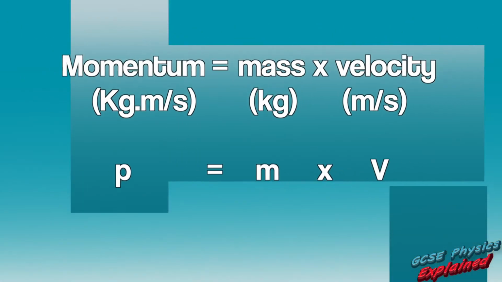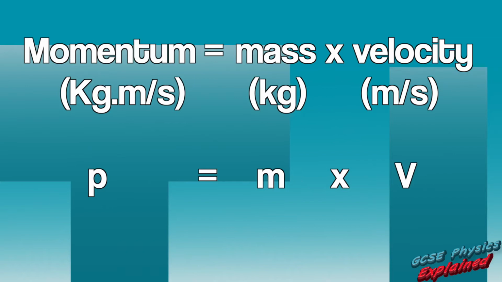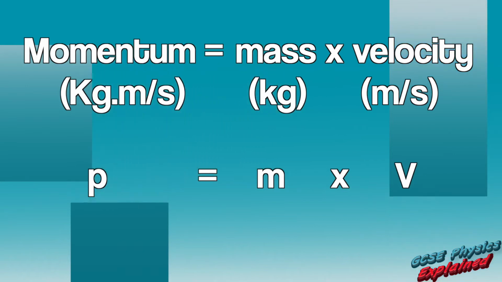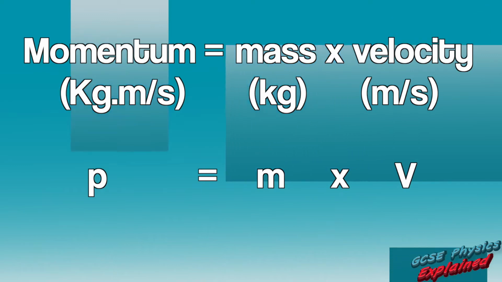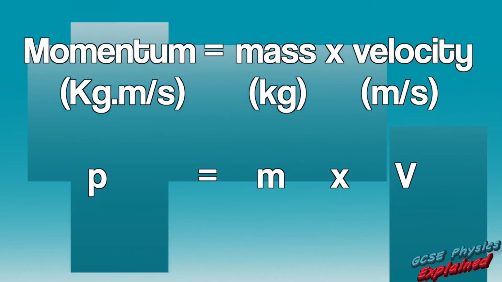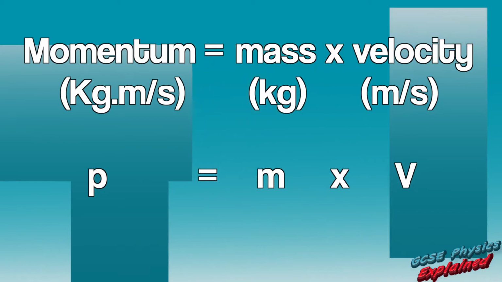Here's the equation to calculate momentum. Momentum in kilograms meters per second equals mass in kilograms times by velocity in meters per second. P equals m times by v. Let's look at some examples of momentum.